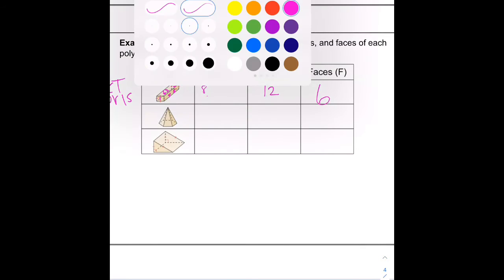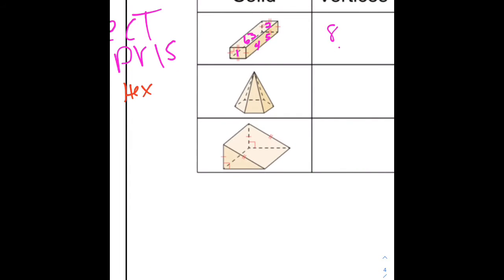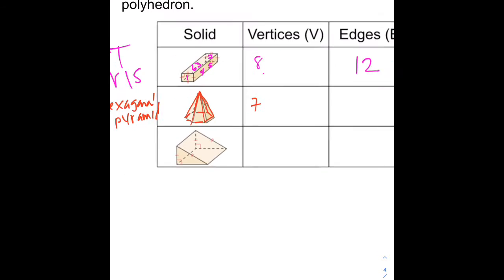Now let's look at the next problem. The next problem is a hexagonal pyramid. When they want me to talk vertices, I have 1, 2, 3, 4, 5, 6, 7 vertices. When they want me to talk about edges, I have 1, 2, 3, 4, 5, 6, and then you have everything in the base, 1, 2, 3, 4, 5, another 6. So that gives me a total of 12 edges.